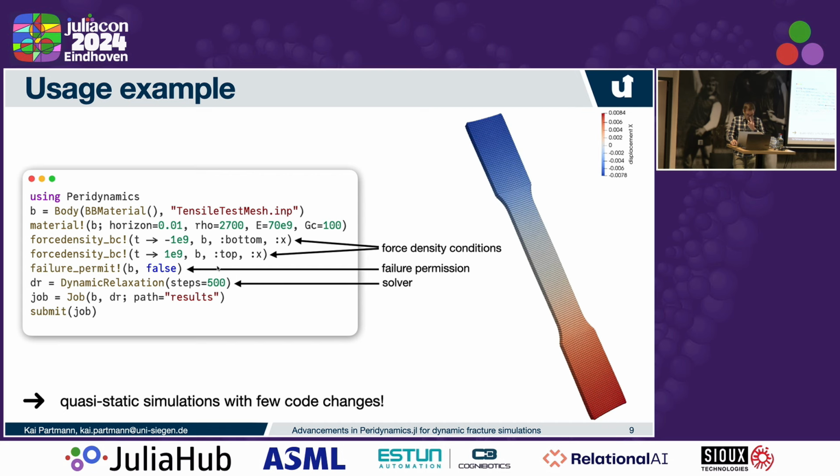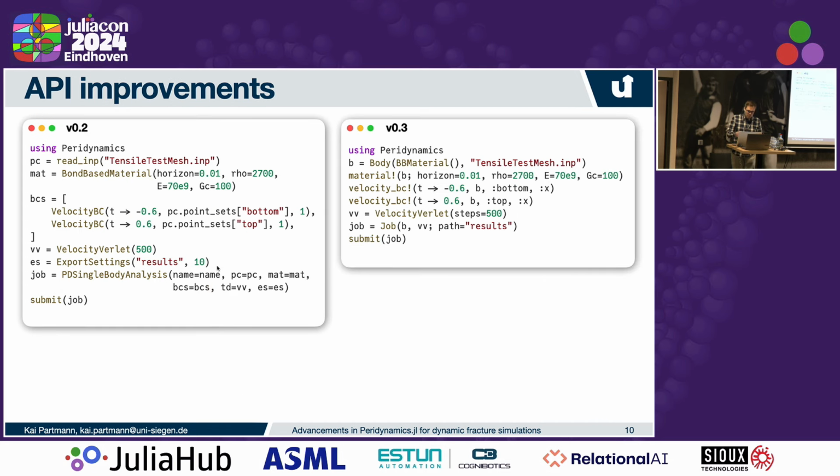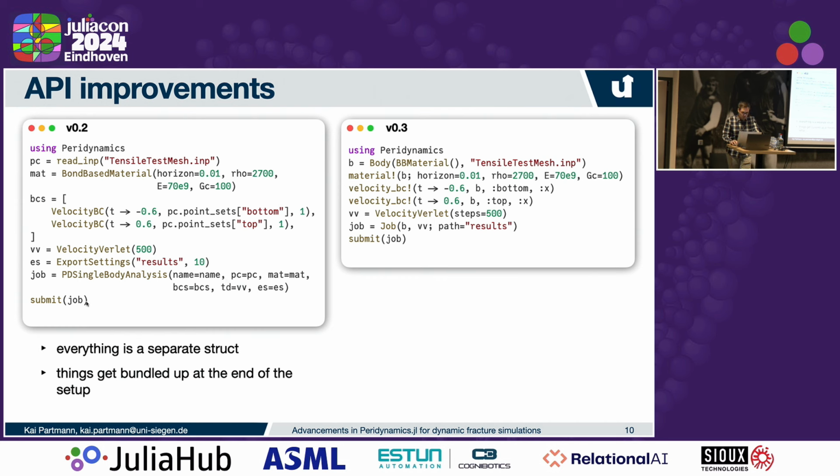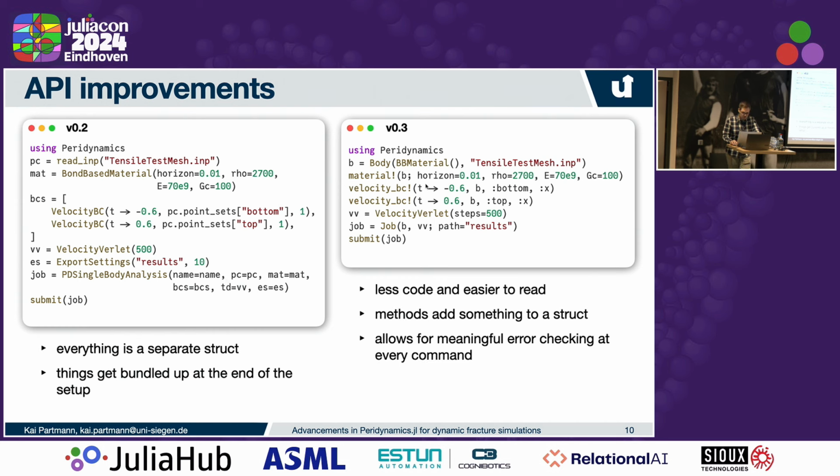So basically, these things are implemented. What I showed you is the current version. If we compare it to the previous version, it was much more code, but everything was a separate struct in the previous version. So the material was a separate struct, the boundary conditions were a struct, settings, and also the analysis. And then at the end, all these things would get bundled up together for a job to submit. In the current version, it's a little bit different. It's not only less code, and I think, in my opinion, a little bit easier to read.